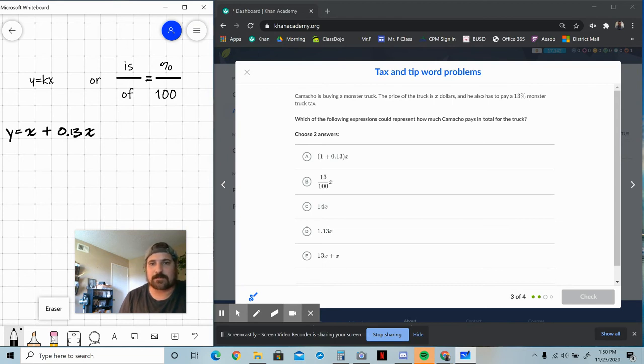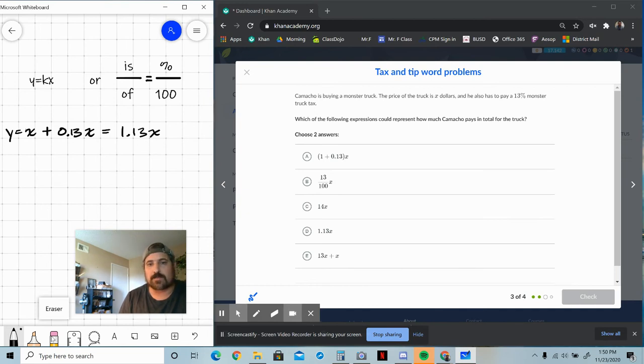It's going to be the price of the truck, 100% of X, or 1X, plus the tax, 0.13 times the price of the truck, or 13% of the X. And so ultimately what you end up with there is 1.13 times X, because 1 plus 0.13 is your coefficients. Combine your coefficients because they're like terms. Like terms can be combined. It's like 1x plus 0.13x is how many x's? 1.13 x's. In other words, 100% of x plus 13% of x is equal to 113% of x.